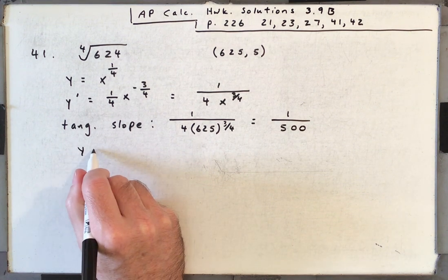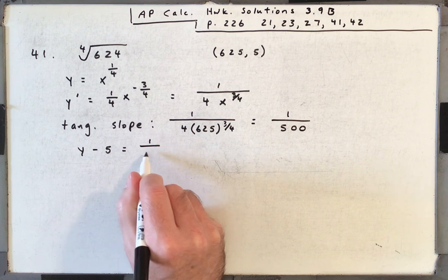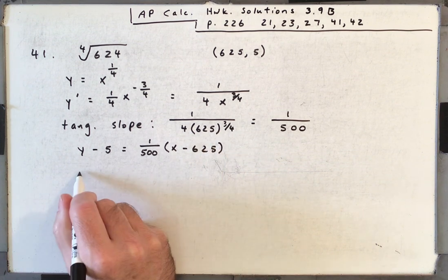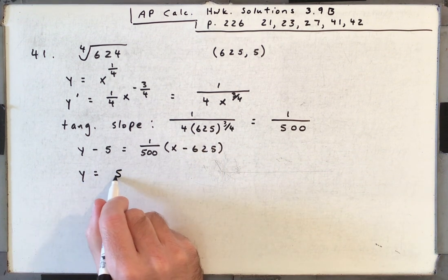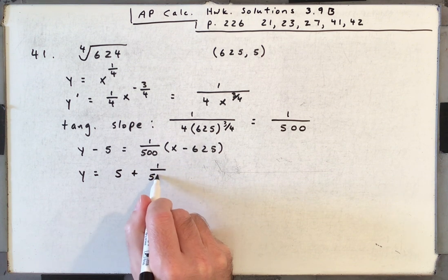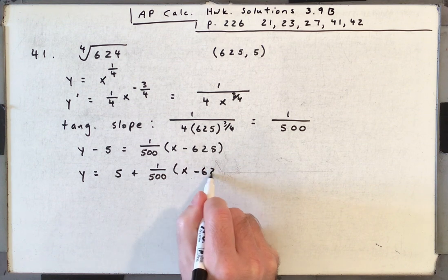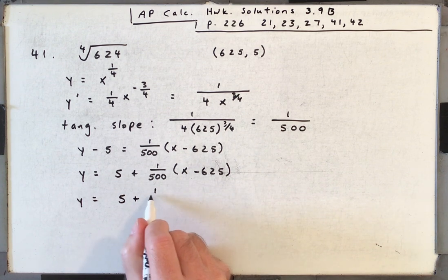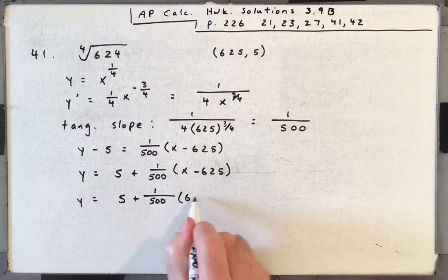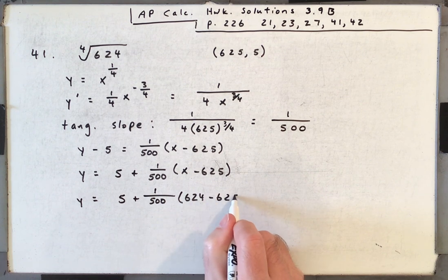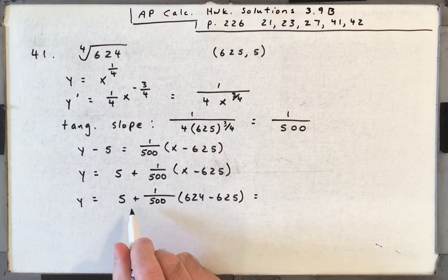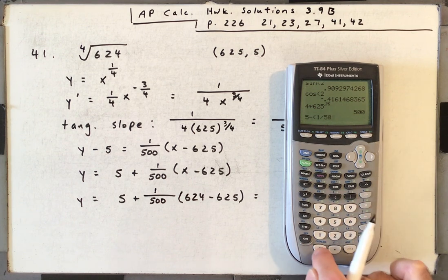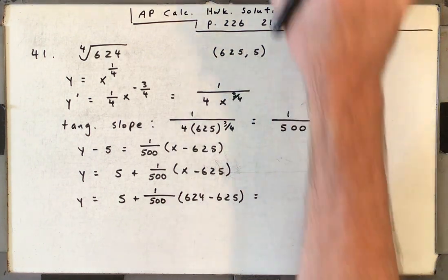A tangent line equation then would be y minus 5 is equal to 1/500 times x minus 625. So y, that's going to be our estimate, is equal to 5 plus 1/500 times x minus 625. Now we're going to plug in 624. So that's -1, right? So it's 5 minus 1/500. So 5 minus 1 divided by 500. And that's 4.998.